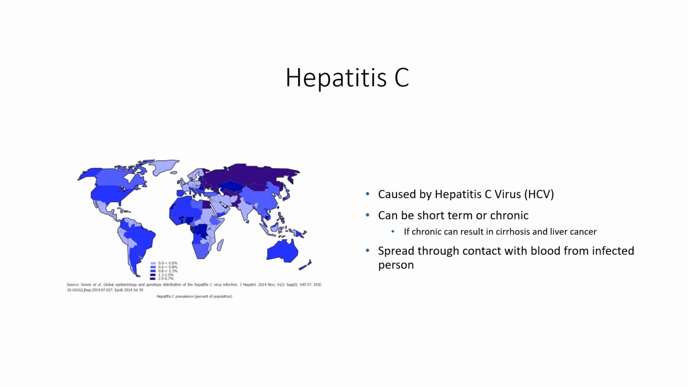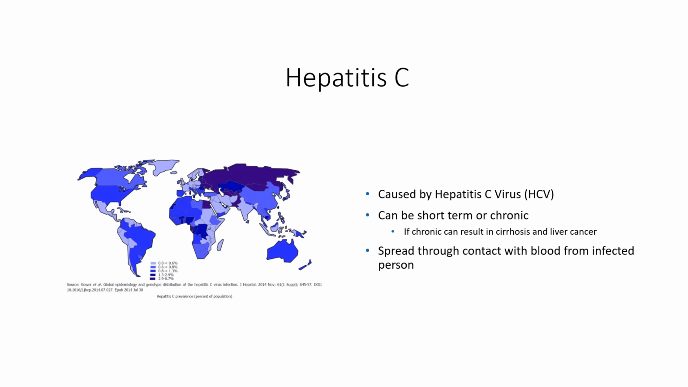Okay, moving on to hepatitis C. Hepatitis C is caused by the hepatitis C virus, or HCV. Hepatitis C virus is a single-stranded RNA virus that can be short-term or chronic. If it is chronic, it can result in cirrhosis or scarring and even liver cancer.